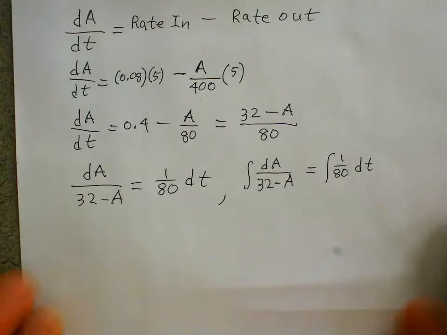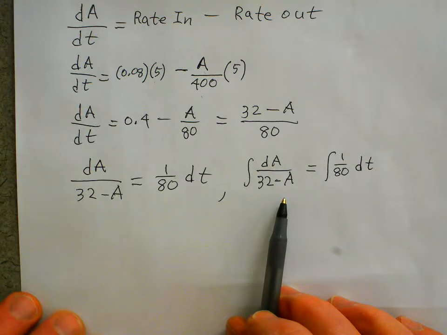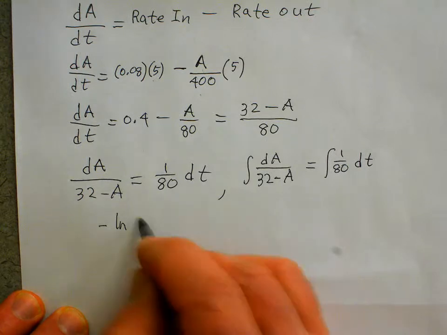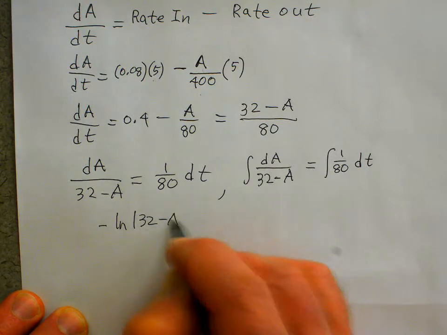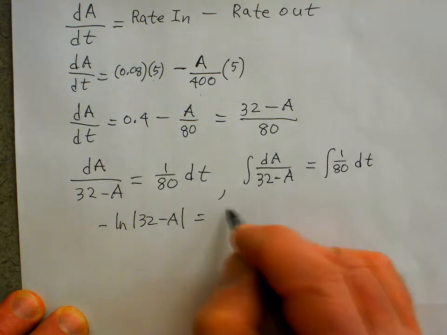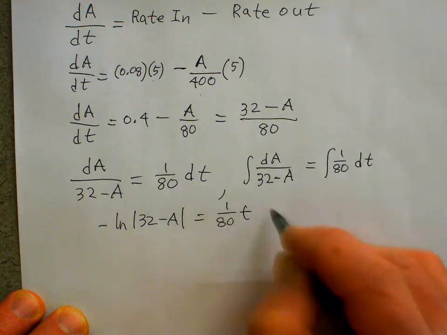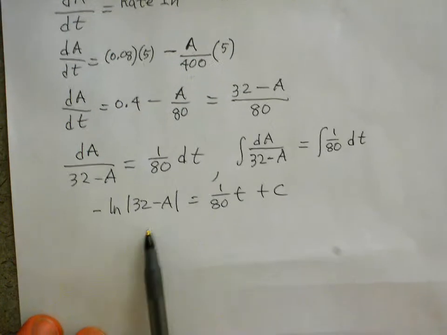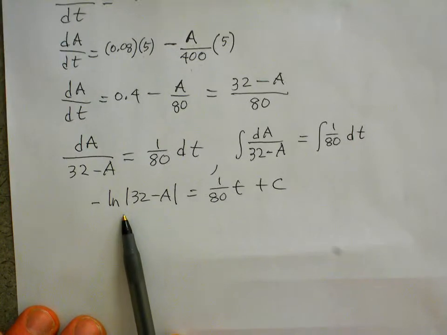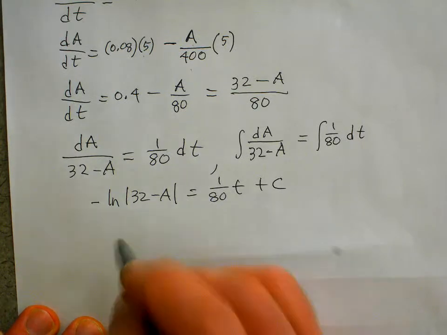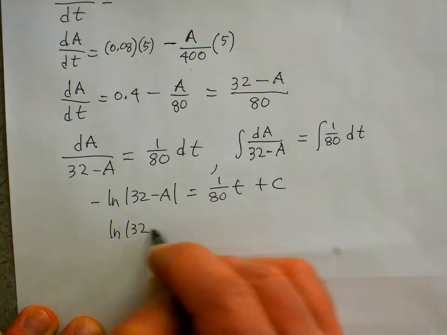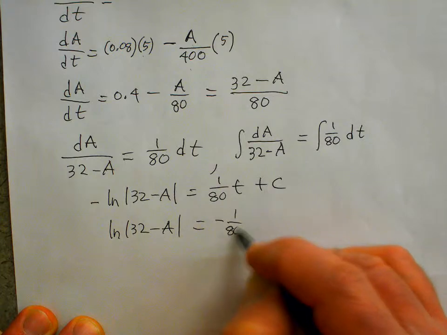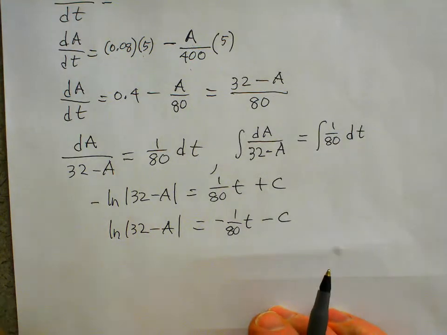Okay, we're almost out of time. We'll just write down a couple more steps. On the left-hand side, we get the negative of the natural log of the absolute value of 32 minus A. On the right-hand side, 1 over 80 t plus a constant. Okay, I'll just keep going until we run out of time. Multiply both sides by -1, we get the natural log of 32 minus A equals negative 1/80th t minus c. And we're out of time.